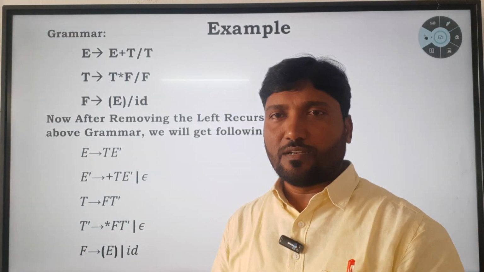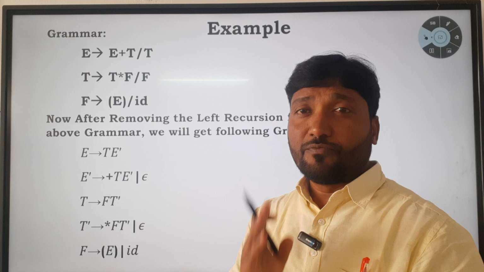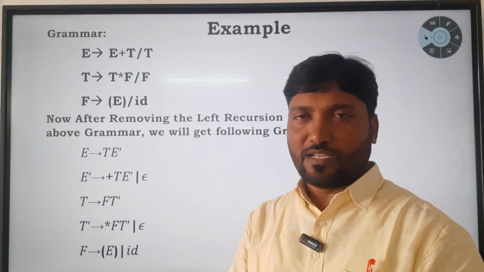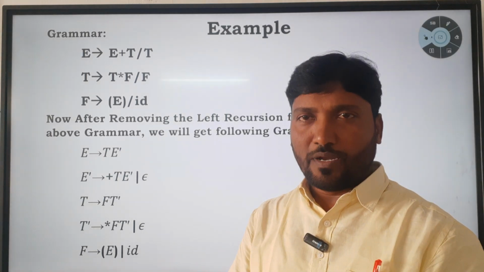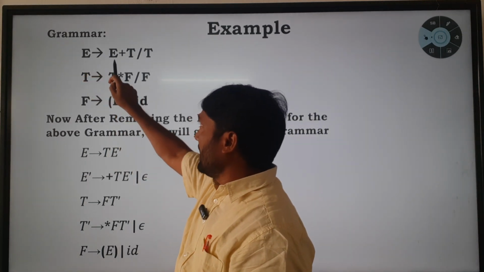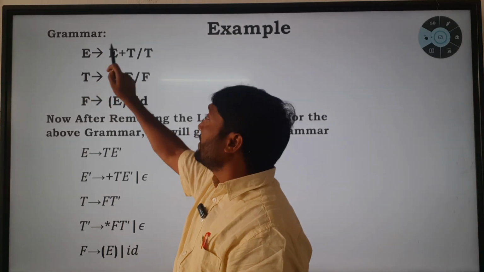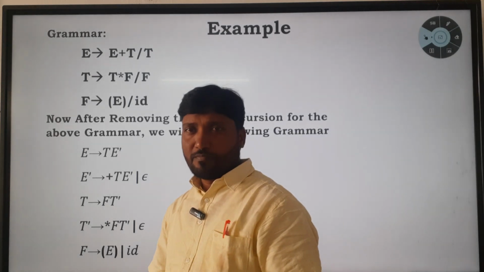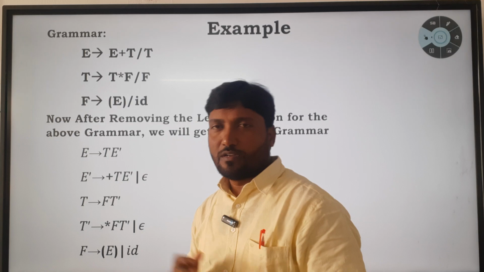Now, what is left recursion? The left hand side symbol appears on the right hand side in the first place. If it is a non-terminal, those types of productions can generate an infinite number of strings. Where there is a left recursion, we have to eliminate it. Here there is E on the left hand side, and on the right hand side there is an E. That means the left hand side symbol appears on the right hand side first place, so that production has left recursion, and we have to eliminate the left recursion from the given grammar.